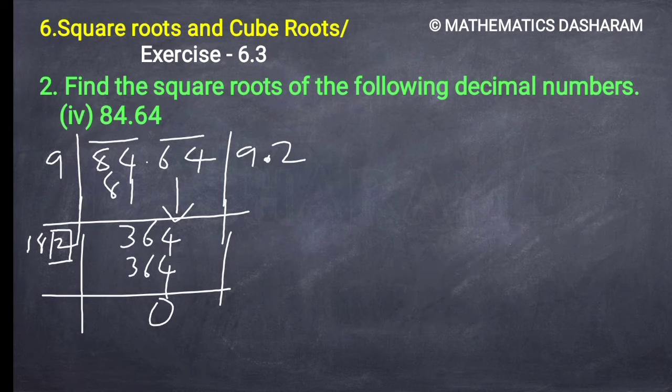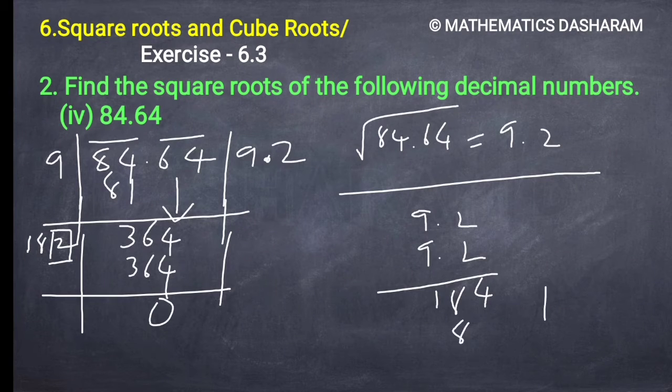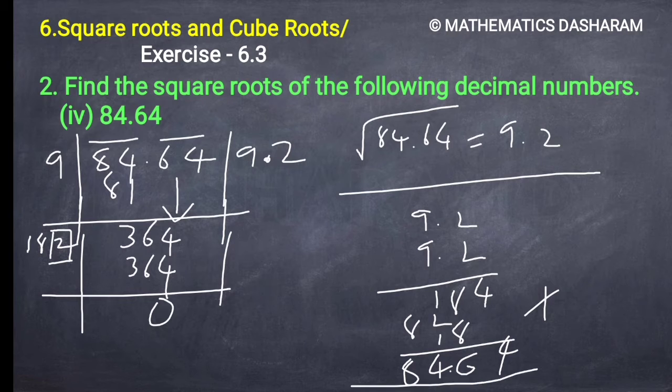Therefore the square root of 84.64 equals 9.2. Let us verify our answer. 2 twos are 4, 2 nines are 18, 9 twos are 18, 1 carry, 9 nines are 81 plus 1 is 82. 4, 8 plus 8 is 16, 1 carry, 4, 8. So 84.64, then our answer is correct.